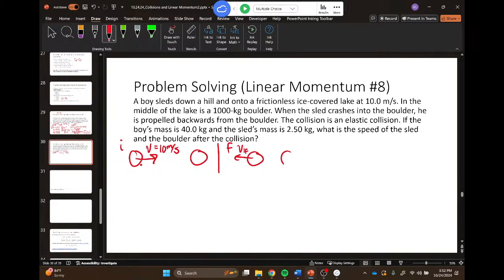V1 final. And the boulder will also move because there's no friction. So it will move. If you run into a 1,000-kilogram boulder in the real world, no, they're probably not going to move because of friction. But if we ignore friction, it will.